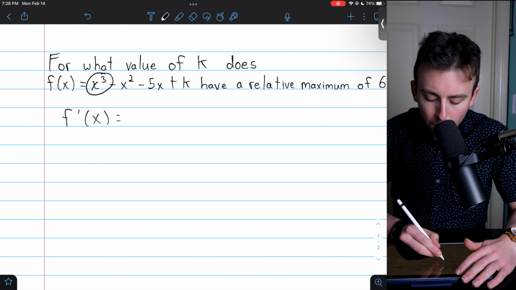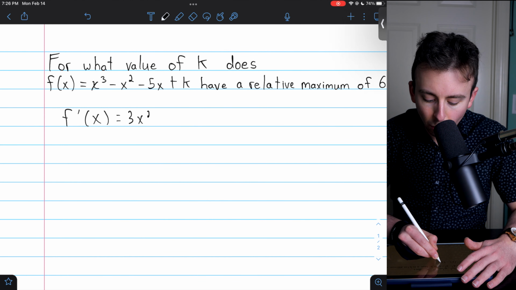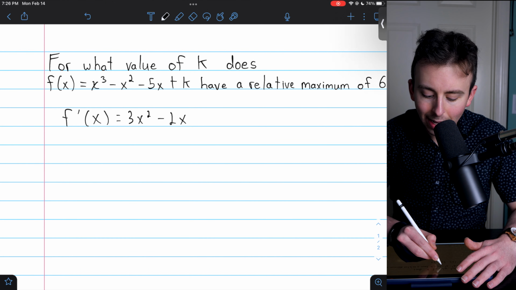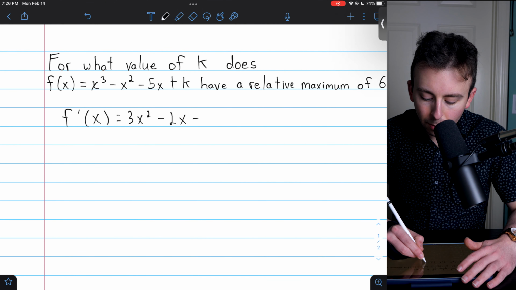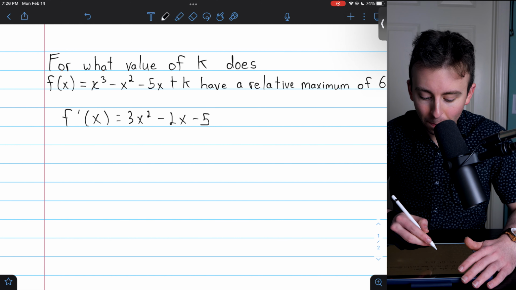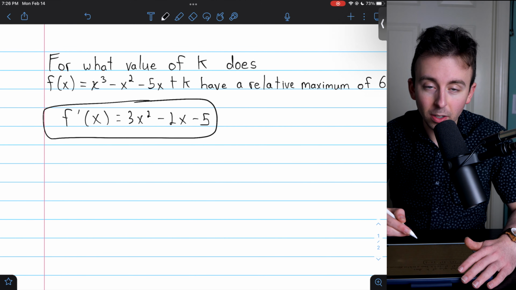Derivative of x cubed is 3x squared. And then minus x squared becomes minus 2x. Minus 5x becomes minus 5. And that constant k, conveniently, since it's just a constant, becomes 0. And so this is our derivative.